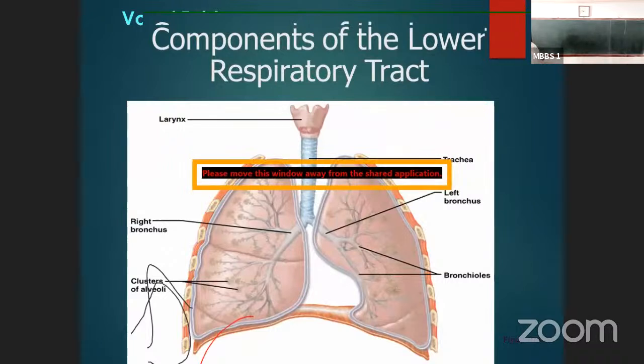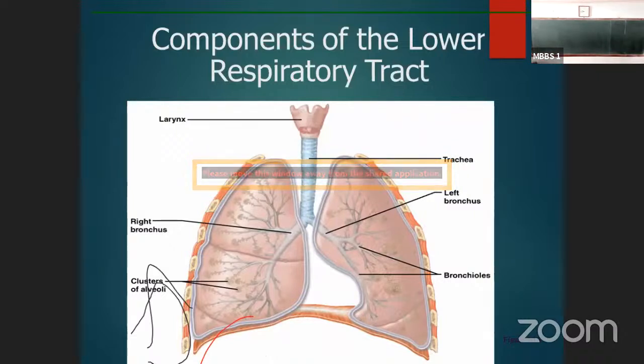So up to this part, we have discussed the upper respiratory tract. Now we are going to start the lower respiratory tract. As you have seen, this lower respiratory tract starts from the trachea up to the terminal bronchiole, up to the alveoli. Is it clear? This lower respiratory tract starts from the trachea up to the alveoli. Then this is the larynx we have discussed. Then this is the trachea.